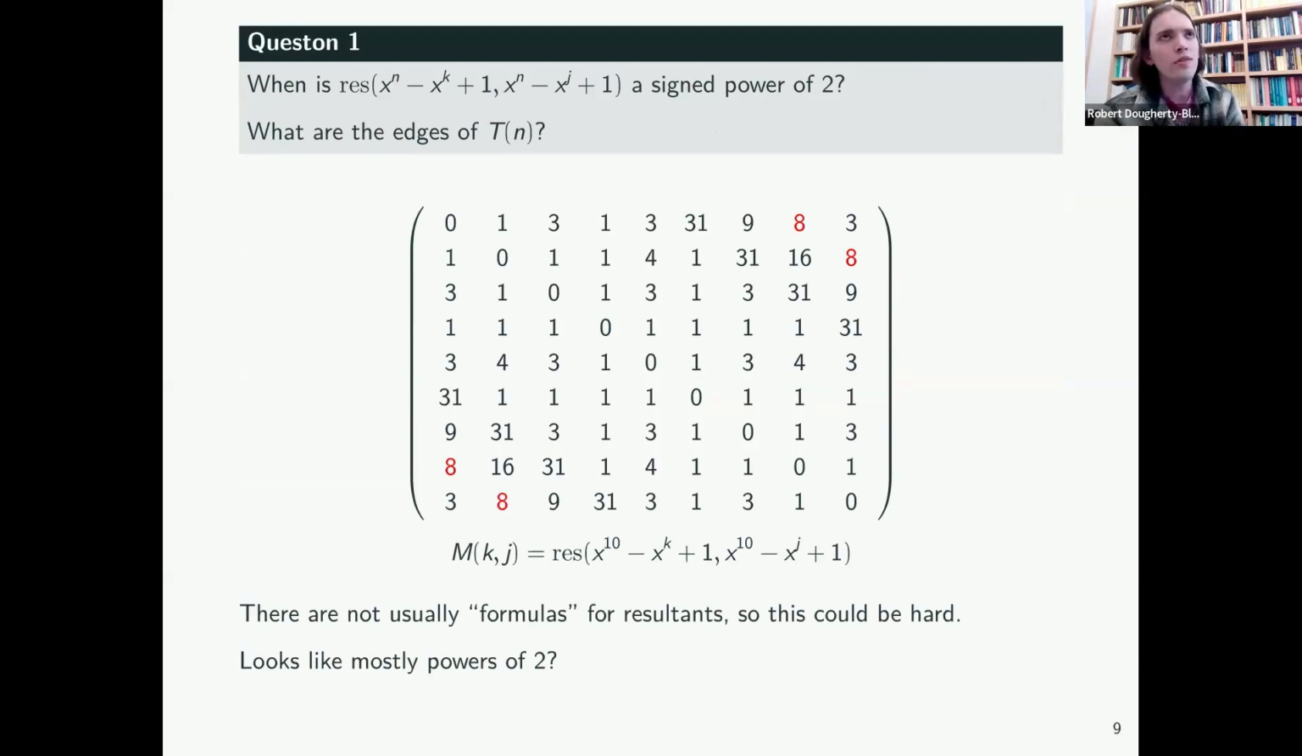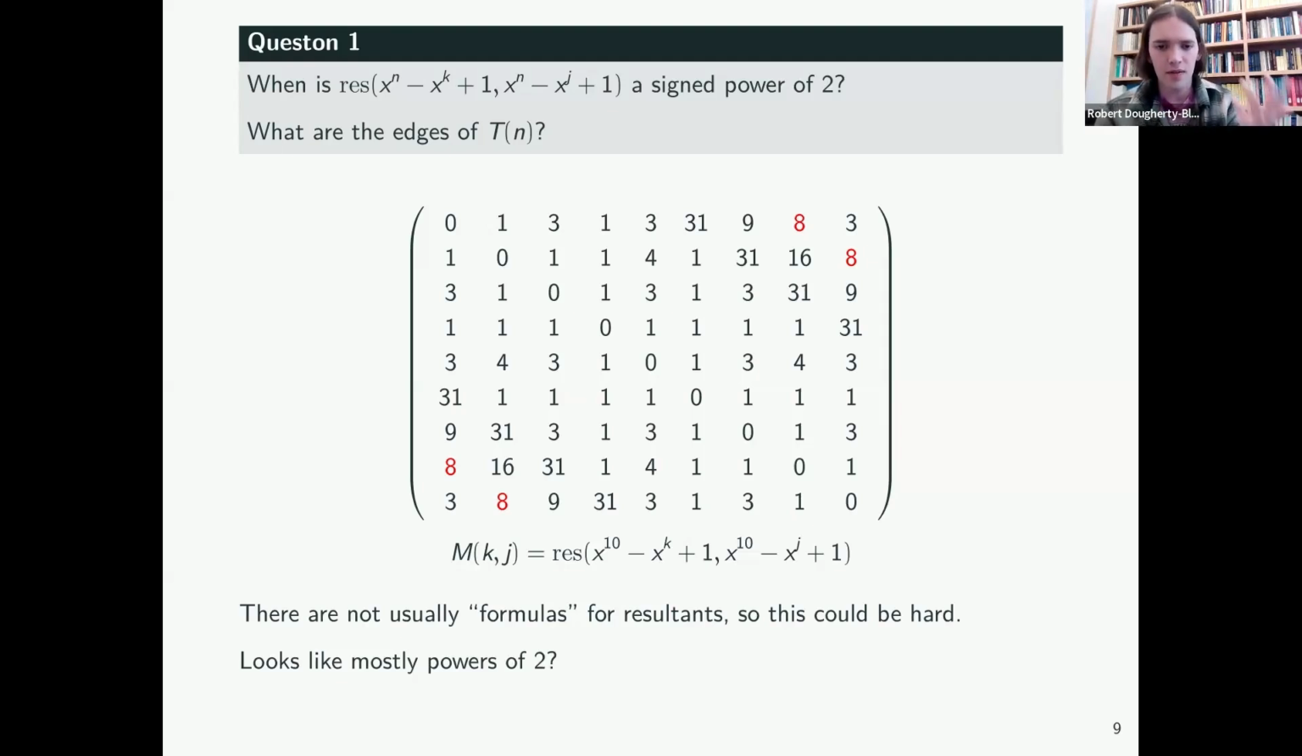So there's an algorithm to compute resultants. You just compute a determinant, but it is not so easy to use this algorithm to come up with any information about when this would be a power of 2 or not. It's not that kind of algorithm. It's not one that you can follow through and easily derive a formula.